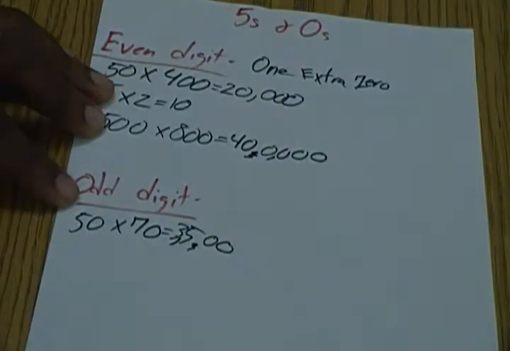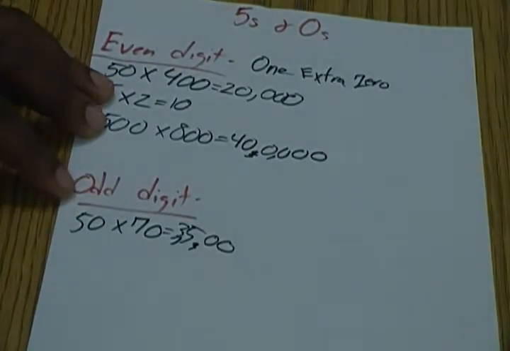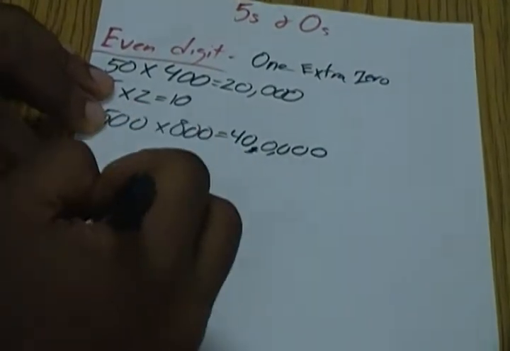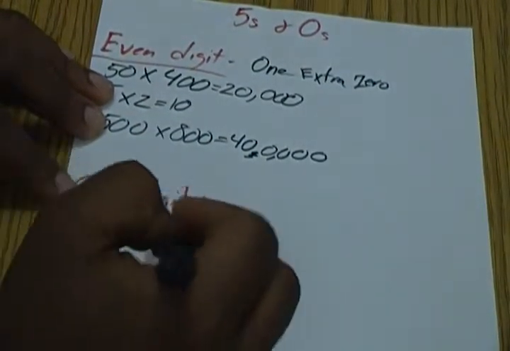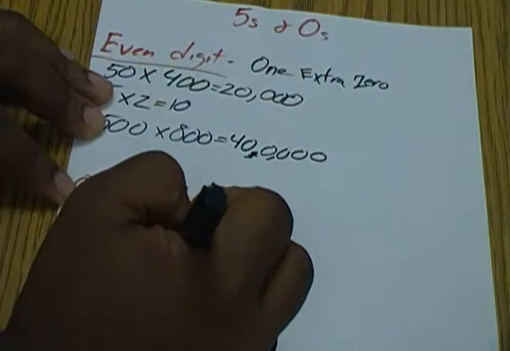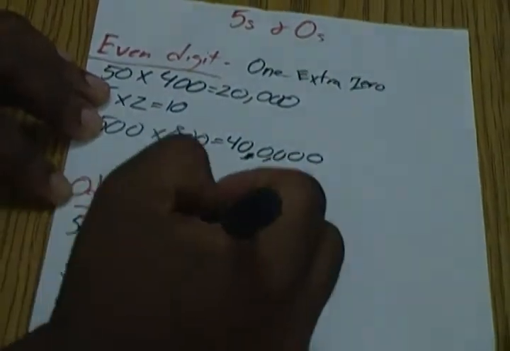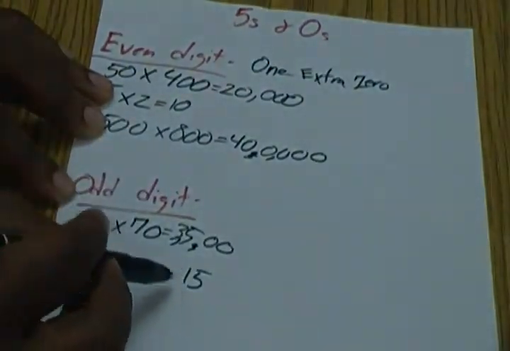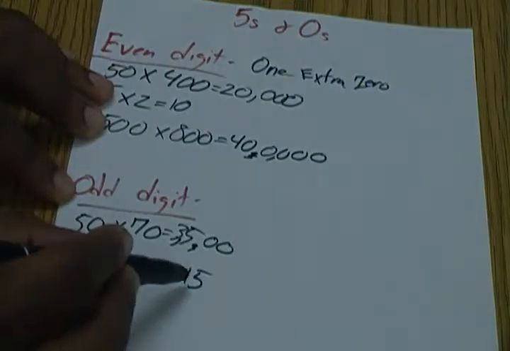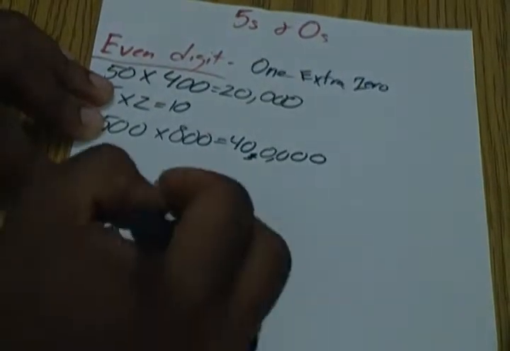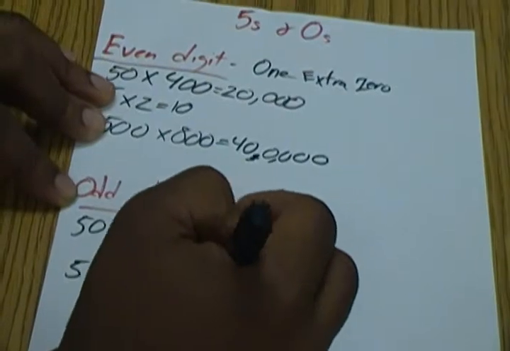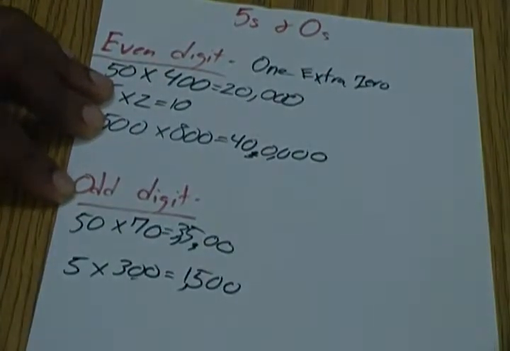I'm putting my comma in the wrong place again. Sorry. Let's try that one more time. So let's say 5 times, let's do 300. 5 times 3 is 15. As you can see, 5 times an odd digit ends with a 5 at the end. And then there's 1, 2 zeros. And that's our answer there.